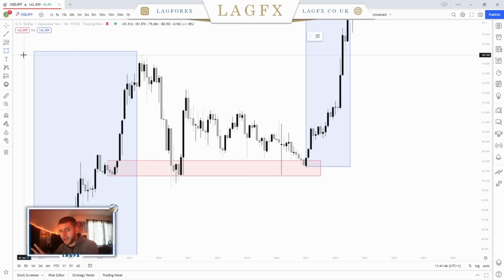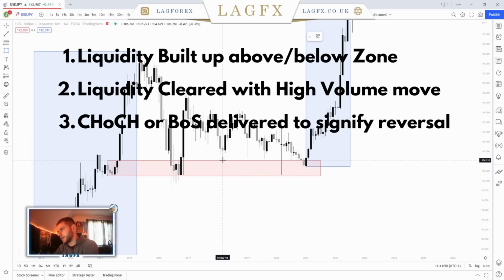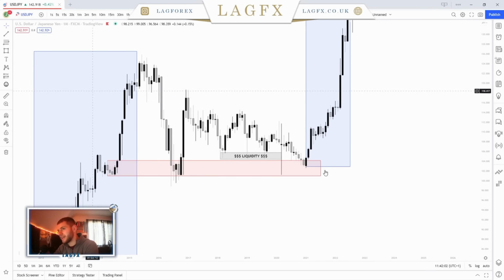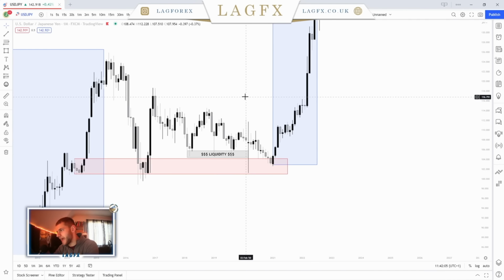because the 3 things I look for when it comes to entry confirmation is, A, see liquidity get built up. That's exactly what's happened in this region. These 3 taps just above the zone represent an area of liquidity. We then see a high volume push through to clear liquidity. So that is the second thing we need to see. And then if we were to view this structurally, this right here should have been a protected high.